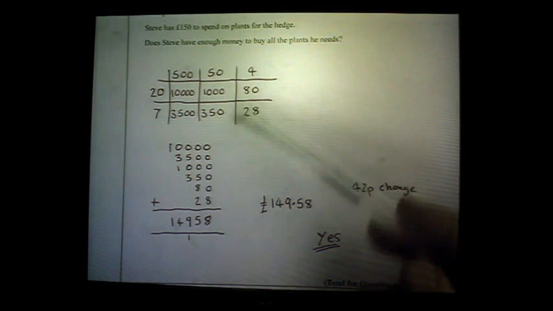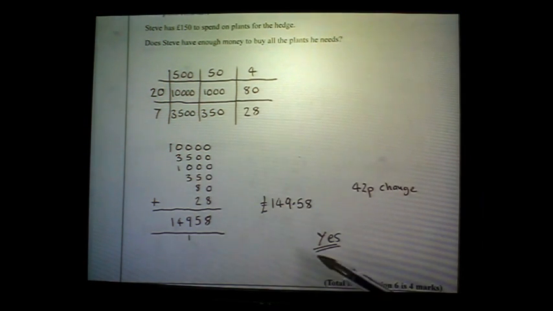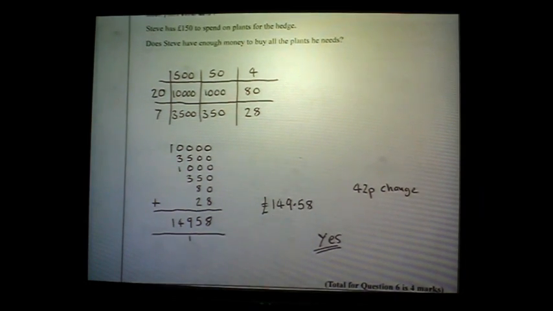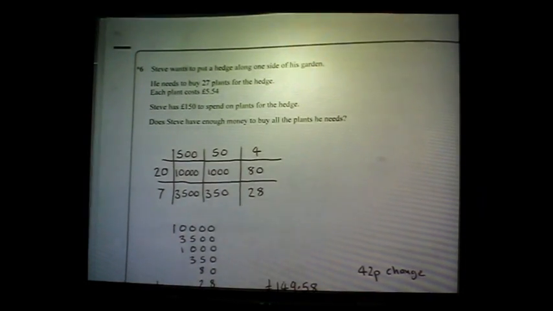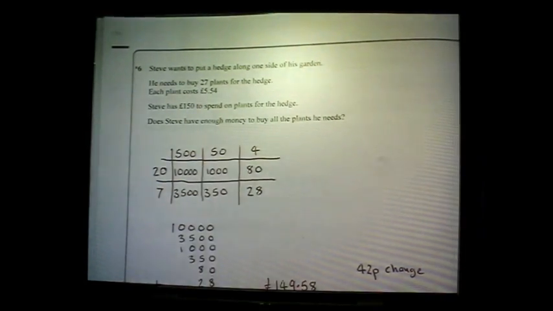You must show some sort of working here as well. You cannot just put yes for the answer, that will get you 0. You must show what you've done, because there's a little star at the top next to question 6.